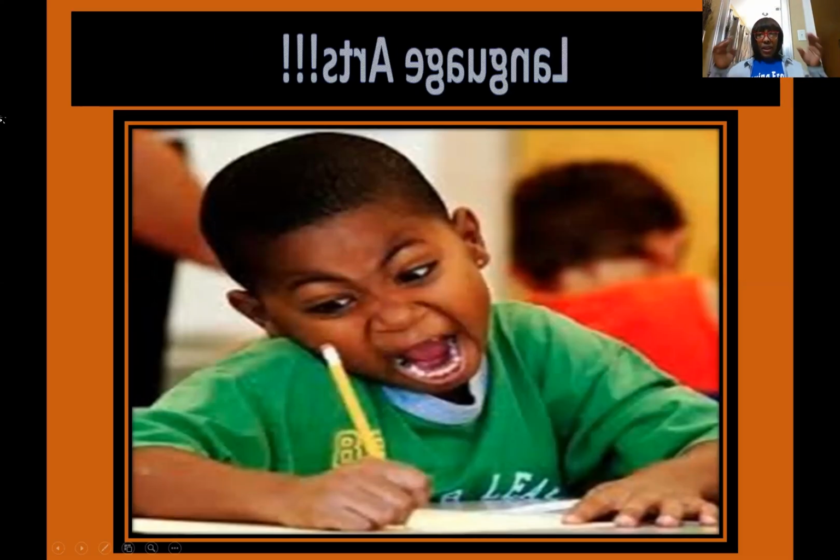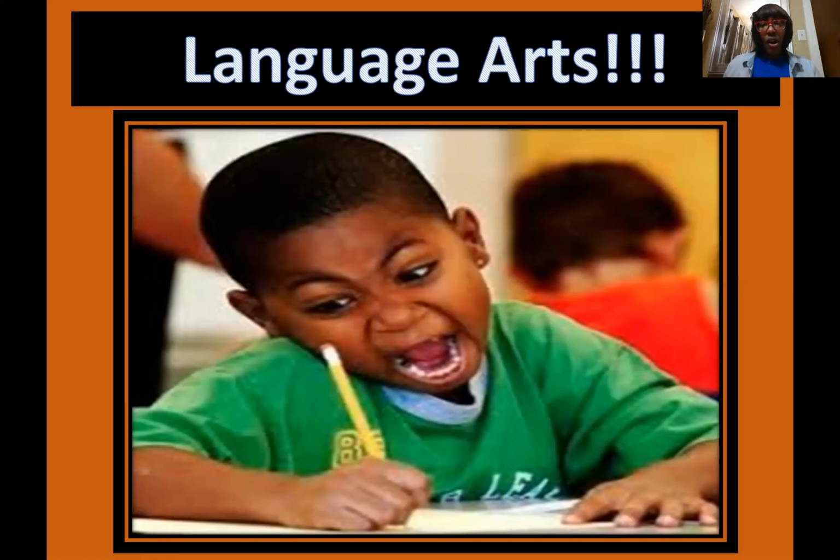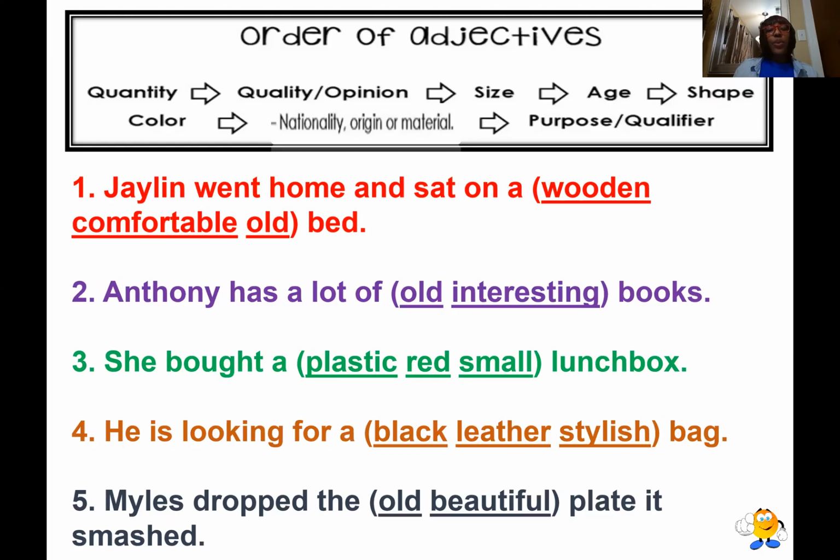There it is. So you guys, we're starting with language arts. I love that picture of this young man right here. He looks so serious in his test. So we're going to begin with language arts. We have been working on ordering our adjectives for a few days now. So if you're just coming in and starting out with us this week, ordering of adjectives.